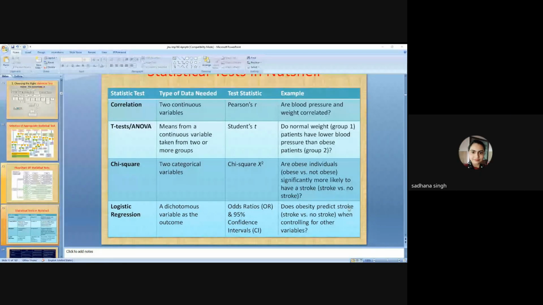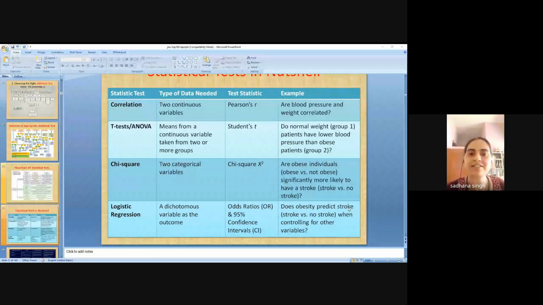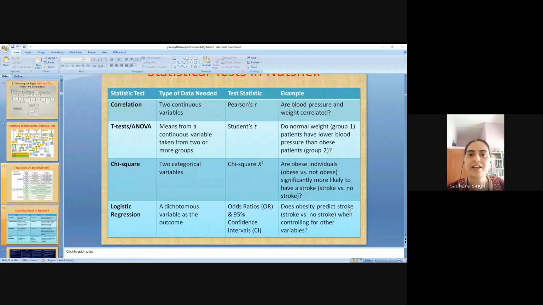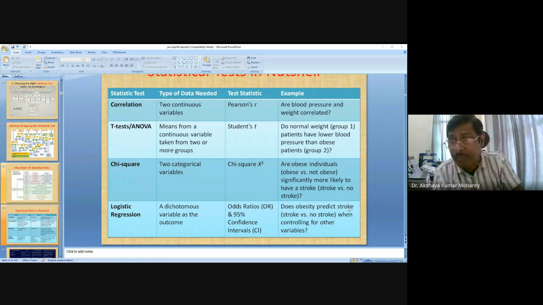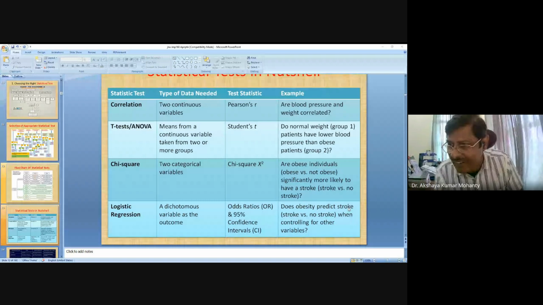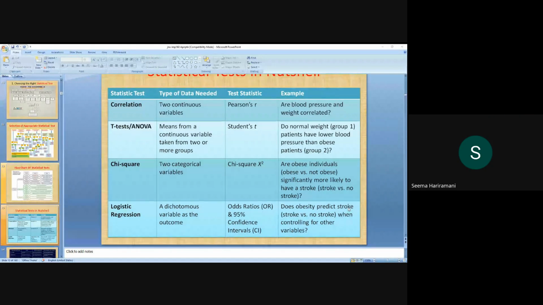Yes, sir. It should be a non-parametric test. Why? My question is, why is it chi-square? Yes, sir. Because for obese people, we cannot have a continuous variable or a normally distributed variable for obesity. No. Anybody else, please? I'm not convinced. Though you have tried, I will give you the exact answer if somebody is not convinced.